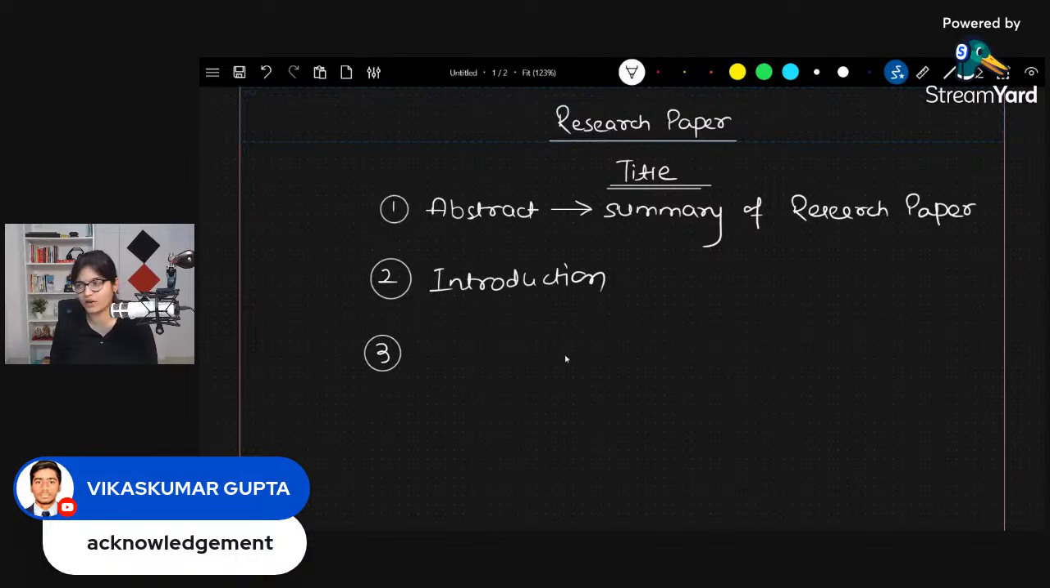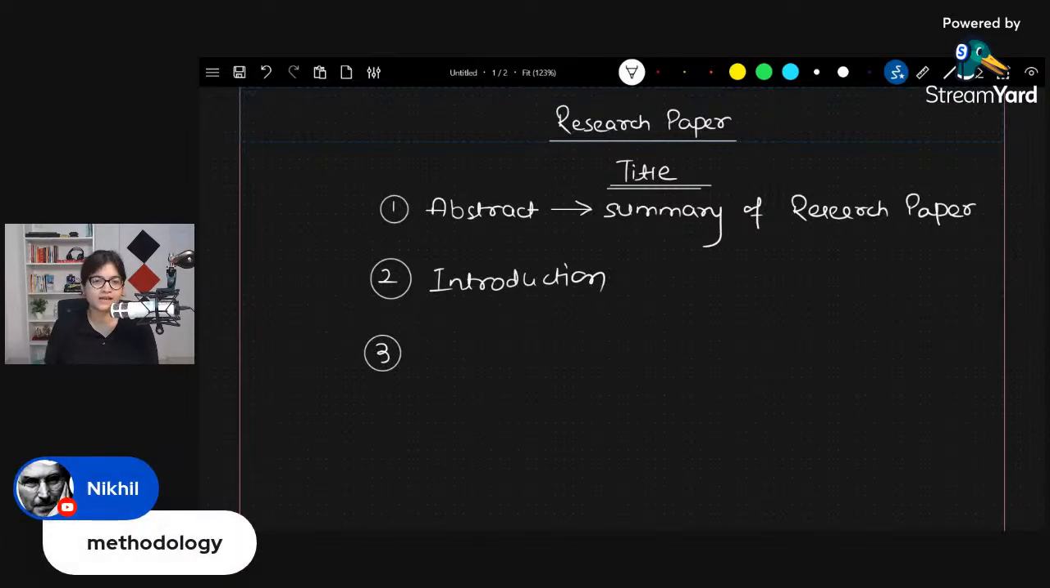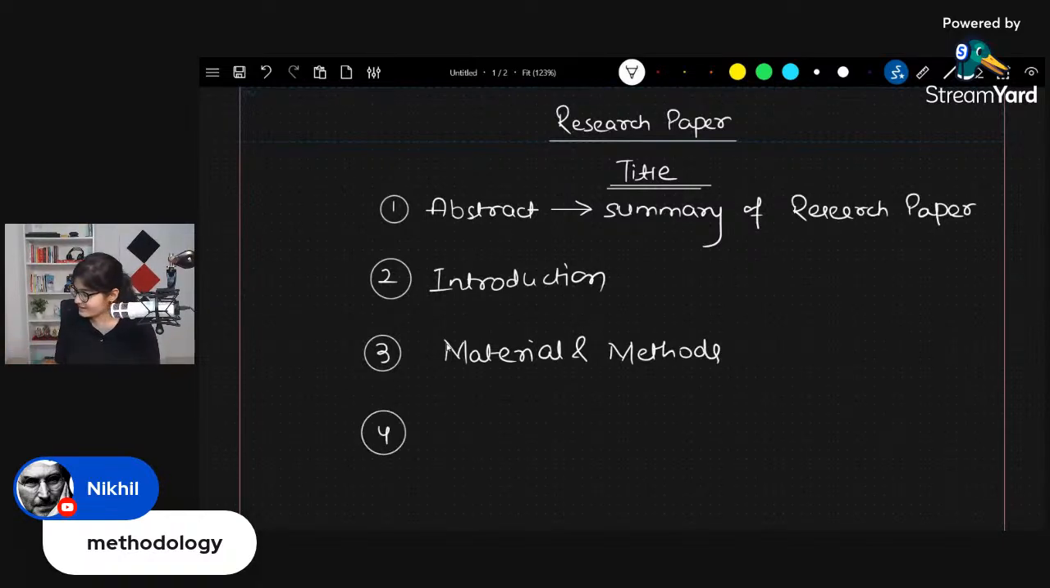Not background and context. Yes. So, as said by Nikhil, it will be methodology, which you will observe in maximum research papers by the name of materials and methods. Materials and methods. Let's move ahead. What is the next section which you will observe? It is about results and discussions.